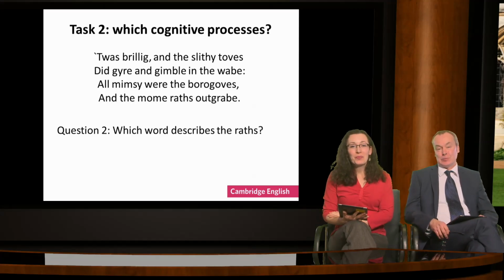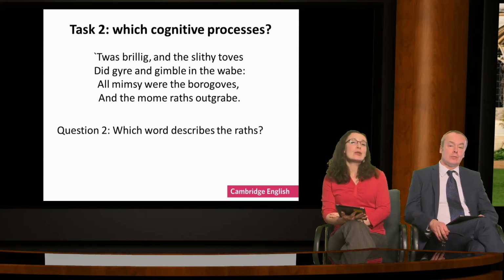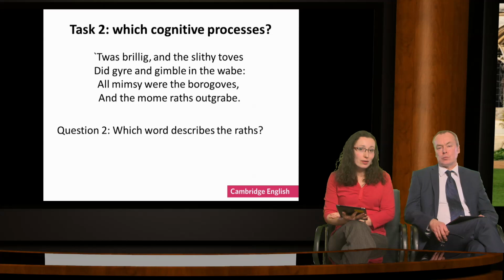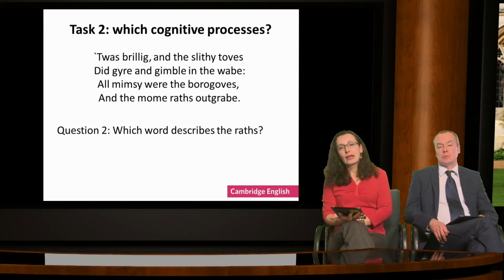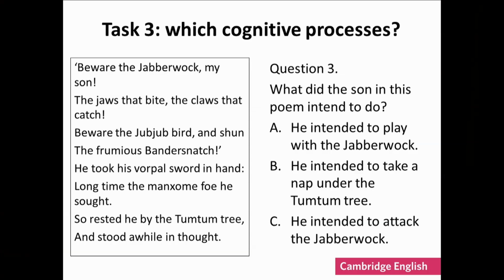Thank you very much. You've arrived at correct answers to those two questions because you used your knowledge of sentence structure in English. So this required some understanding of the basic meaning of phrases and sentences. Here is the next part of the poem Jabberwocky from Lewis Carroll's Through the Looking Glass and What Alice Found There. And this is also on your handout, Which Cognitive Processes. Please read the next two stanzas of the poem and answer the following question. What did the son in this poem intend to do?